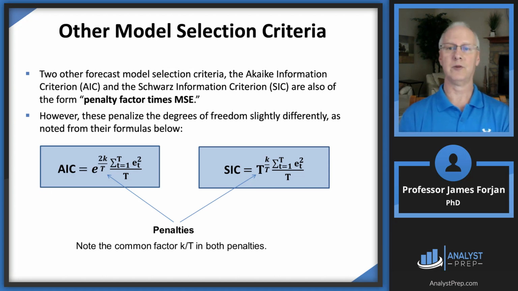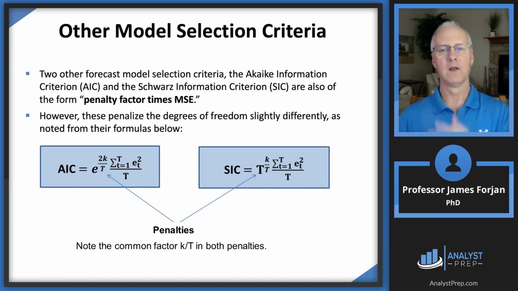Now, there are other models that do this as well. There's this AIC and the SIC, the Akaike information criterion and the Schwarz information criterion. They're also known as the penalty factor times the MSE. And so all we're doing here is we're trying to refine our decision making in terms of identifying which model best suits us. And so notice that the penalties occur with kind of like a degrees of freedom. This is a penalty. So notice that the AIC has a different penalty than the SIC. And so those two different ways to evaluate the models are going to help us identify which ones are best.